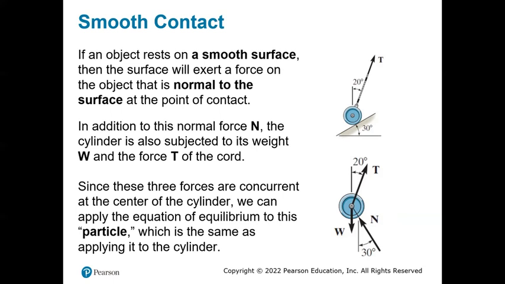So we have the cylinder over here. We know that it's on a smooth contact, so there's going to be a reaction force. Because it is a smooth surface, we're not considering any friction force. So we have a normal force reaction and the tension in the cord, and we know the weight is acting down. These are the three forces that will be acting on your particle.